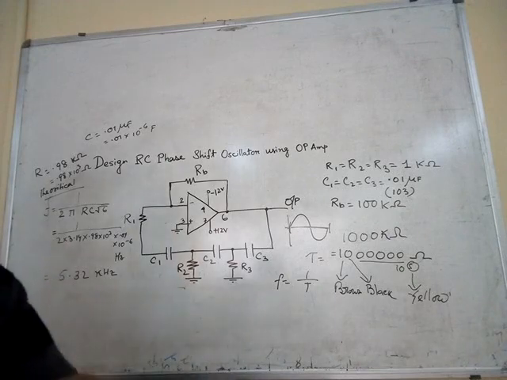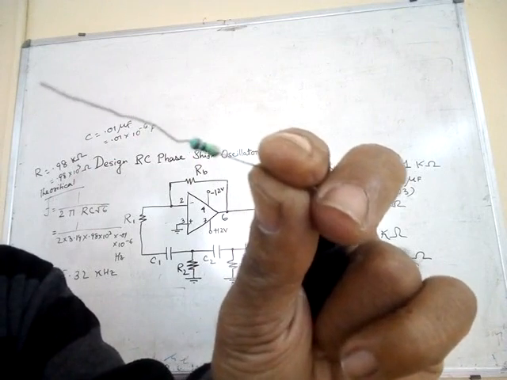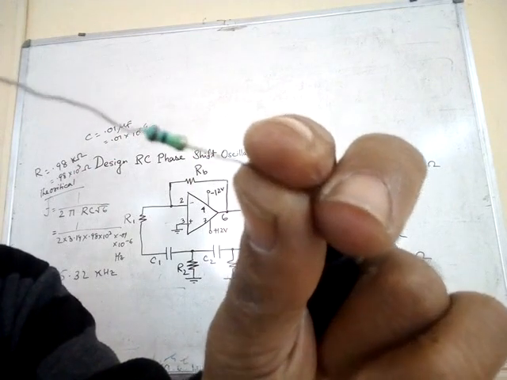So this is the 100 kilo ohm resistor, you can see brown, black and yellow.